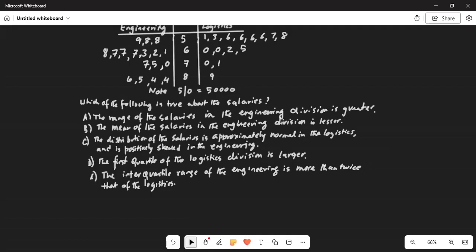Next one again is 56, and again 56, and again 56. Then 57 and 58.